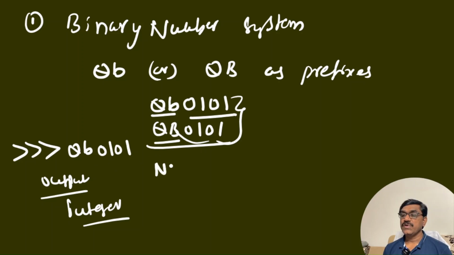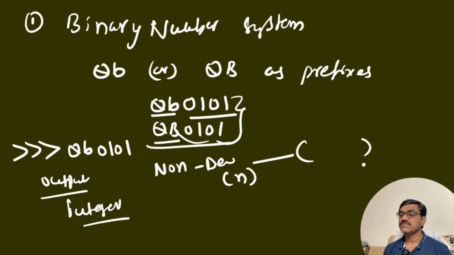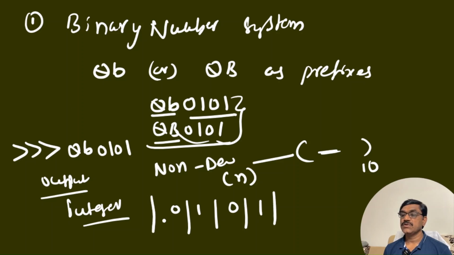Whenever we give a non-decimal number with some base n, it is converted to the decimal number system with base 10. This is very, very important. We have given the value 0101 to the command prompt. Now it converts this binary number to the decimal value. How does the conversion take place? Take the number 0101 here.